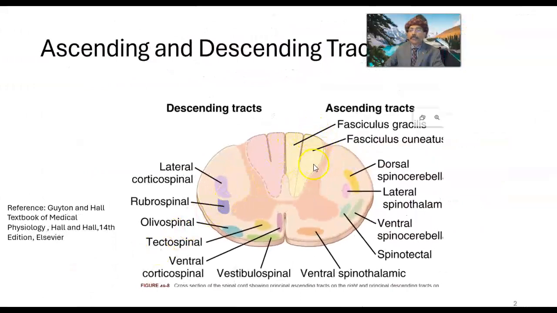Here it goes through this part. It has two components. One is the fasciculus gracilis, carrying sensation from the lower part of the body. The other carries sensation from the upper part of the body, above T6. This is the fasciculus cuneatus.